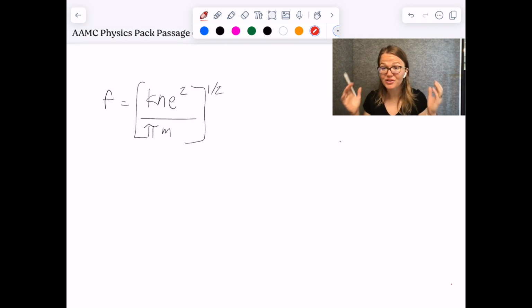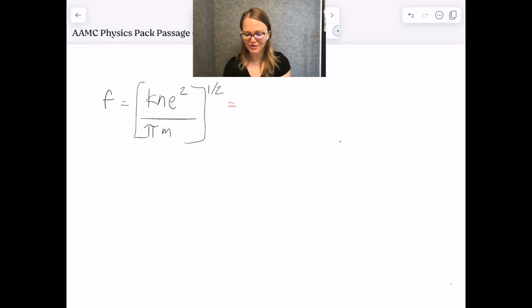So for example, what's K? The passage tells us that K is Coulomb's law constant, 9 times 10 to the 9th Newton meters squared per Coulomb squared. So I'm just going to put equals, and the red part is just going to be all units. That K is going to just become my units, Newton meters squared per Coulomb squared. And then we're going to multiply that by our n, which we said was electrons per cubic meter, which we can just simplify as 1 over cubic meters.